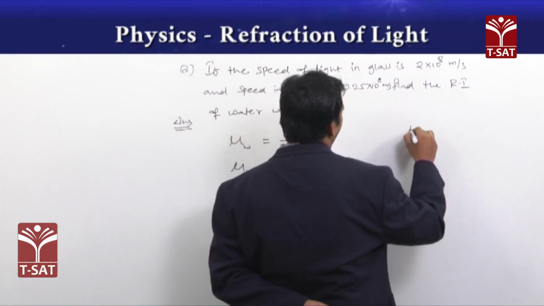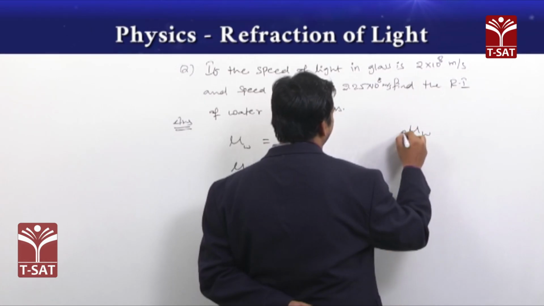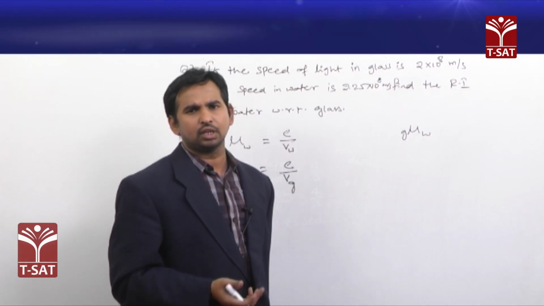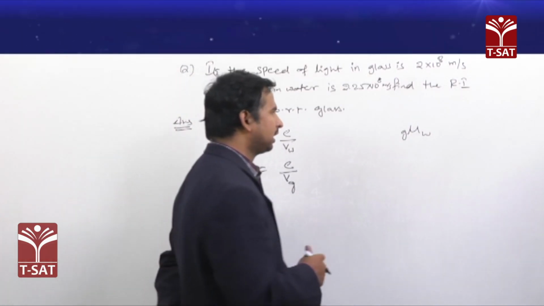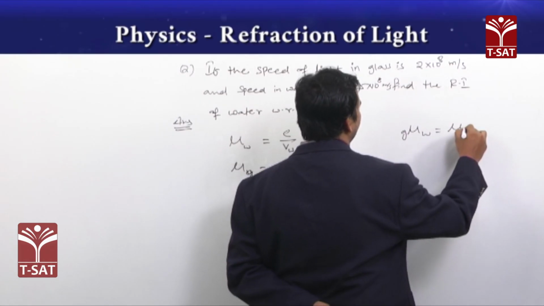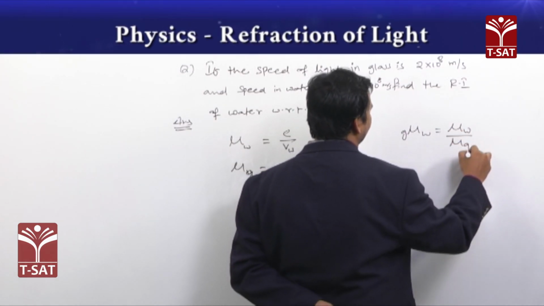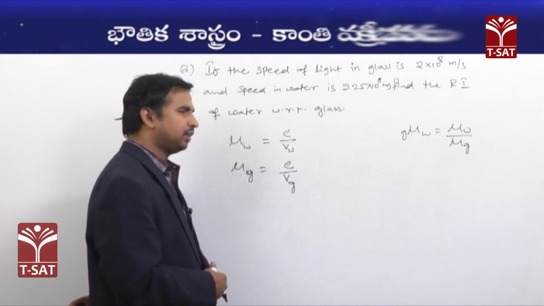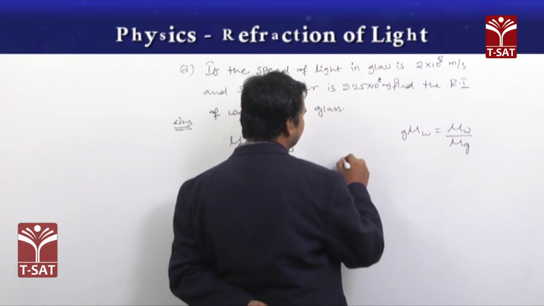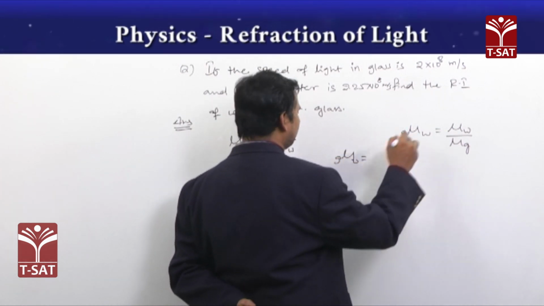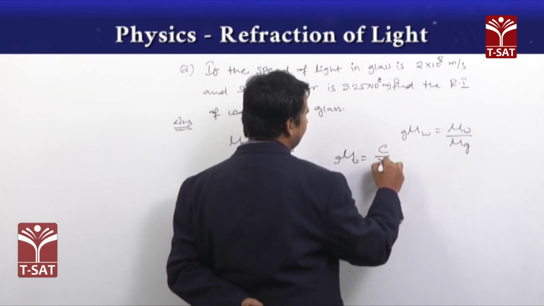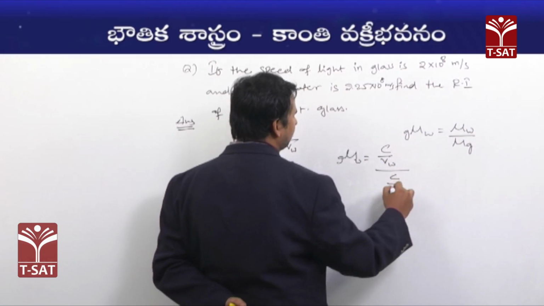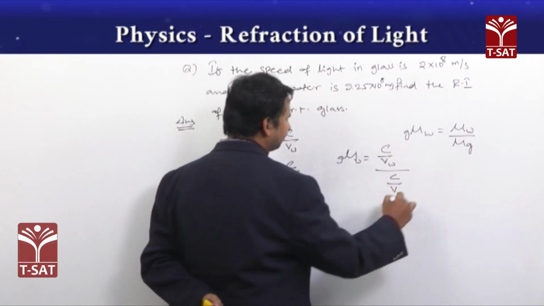The refractive index of water with respect to the glass means we are comparing the refractive index of water with the refractive index of glass, which is equal to the refractive index of water divided by the refractive index of glass. As we know that mu is equal to C by V, the refractive index of water with respect to glass is equal to mu water, that is C by velocity in water, divided by mu glass, that is C by velocity in the glass.